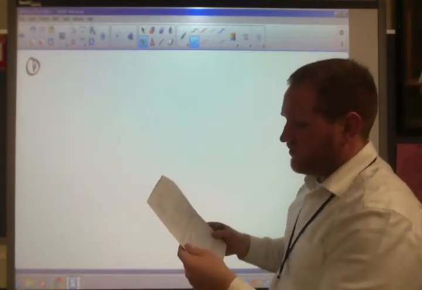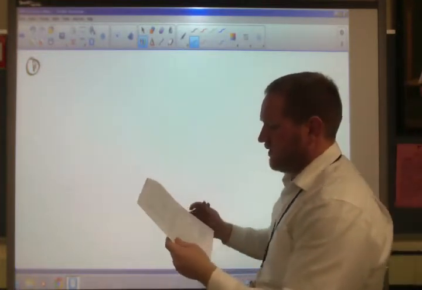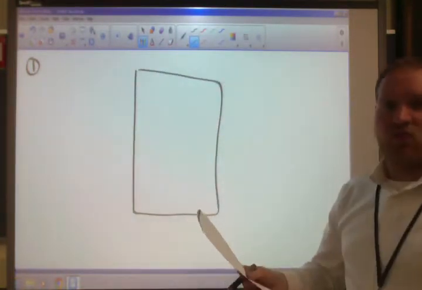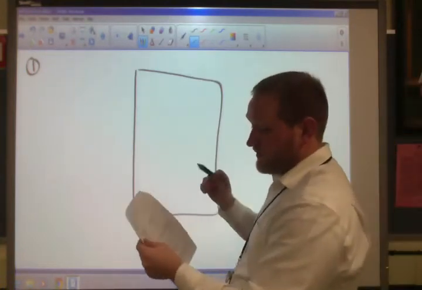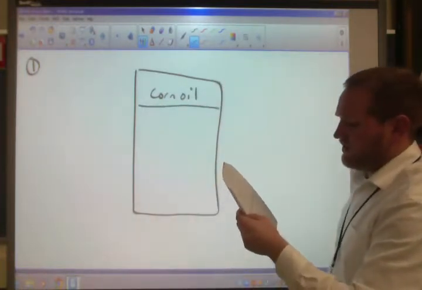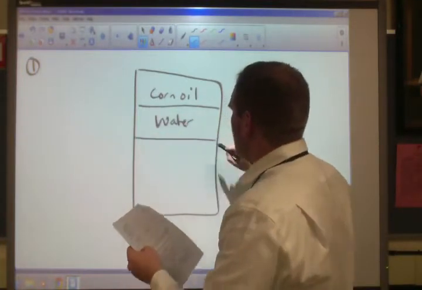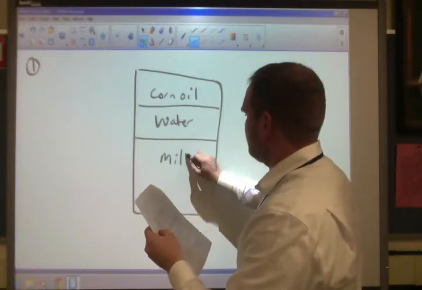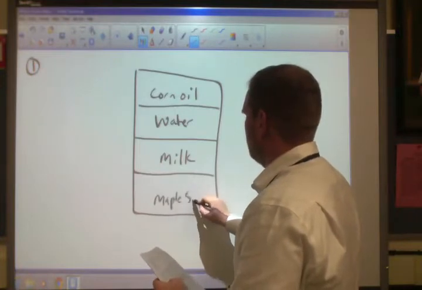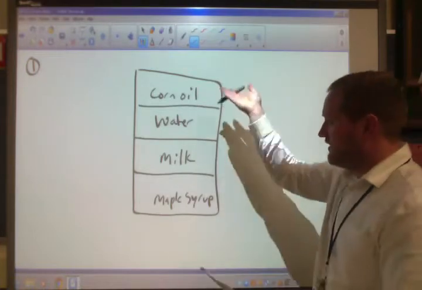Alright, number 1. So imagine you took 10 milliliters of each of these 4 liquids and you put them in a beaker, and they split into 4 different layers. How would they look? Well, the idea here is that the lower the density, the more likely it is to float. So the least dense is going to be corn oil. So that's going to be at the very top. The next least dense is going to be water. After that is milk. And after that is maple syrup. Again, the higher the density, the more likely it is to sink. The lower the density, it's going to float.